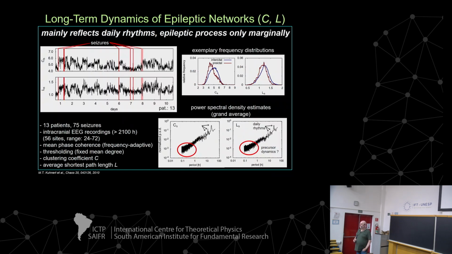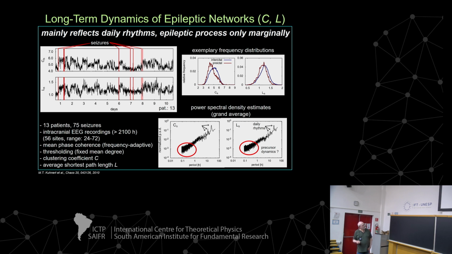What about long-term changes? I mentioned already that biological rhythms have an impact, and of course they also have an impact on networks and network characteristics. Here's just one example of a subject where we had data over something like 11 days. Whenever you see the red lines, there were seizures. And what you see is some kind of rhythmic-like patterns in the clustering coefficient and the path lengths.